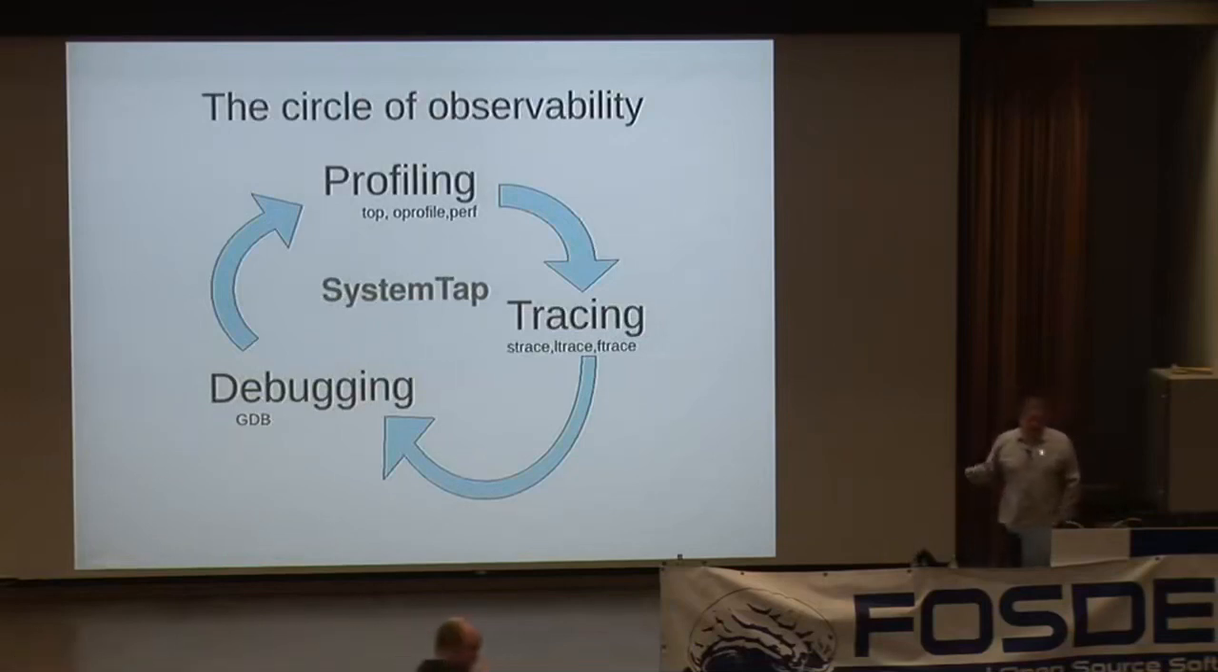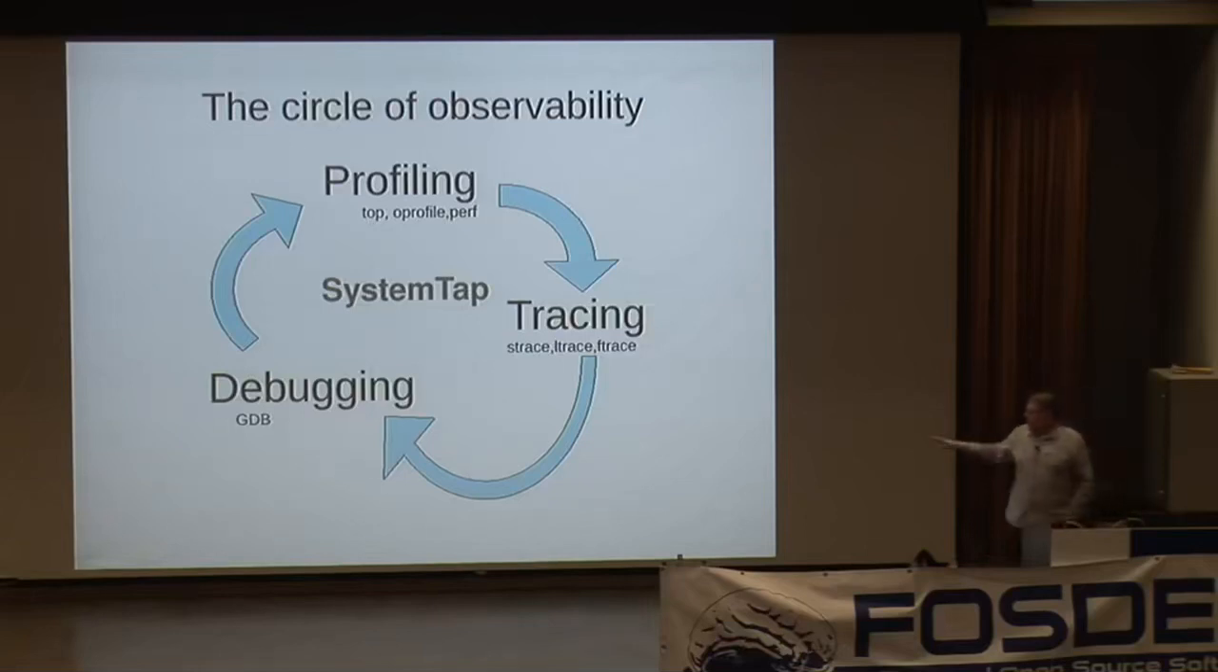So why do we want to have something like SystemTap? If you are looking at what your system is doing, there are a lot of nice tools. You can do profiling with top to see what's running on your system using OProfile or the new perf tool. You can use some tracing tools, strace to trace your system calls, ltrace for library tracing, the new ftrace tool to trace kernel function calls. And of course, if you then have figured out what is going on, you can drop into the debugger and really inspect what is going on.